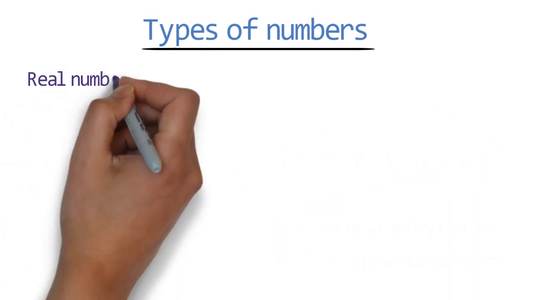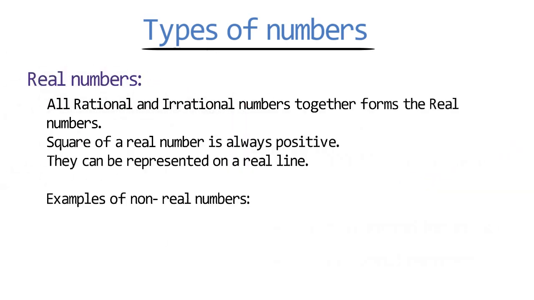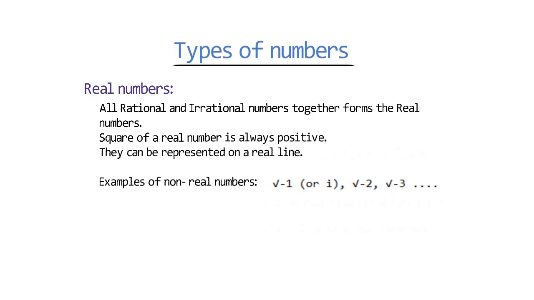And now the last one is real numbers. These are the numbers including all the rationals and irrationals and all the numbers which we have studied till now in this video. These all numbers collectively forms the set of real numbers. And remember, square of every real number is always positive and they can also be represented on a real line. Some examples of non-real numbers are root of -1, root of -2, root of -3 and so on. And remember that the square of all non-real numbers is always non-positive.